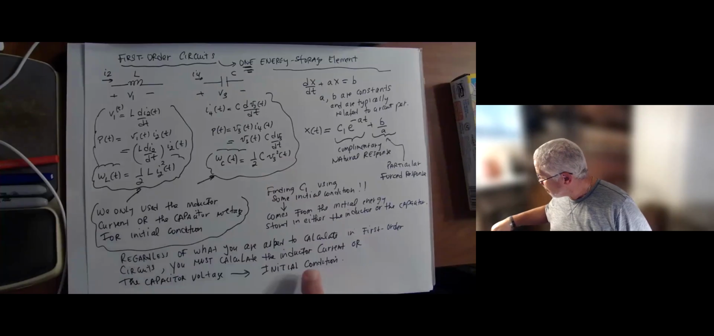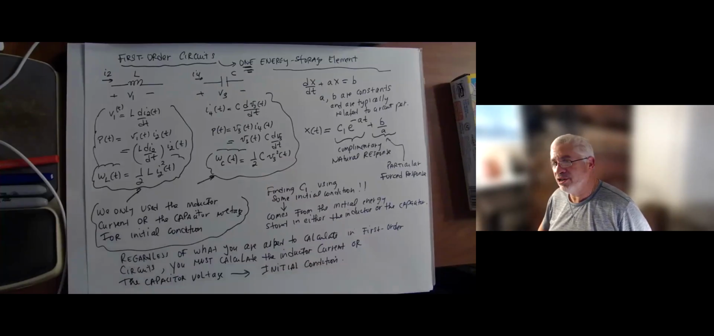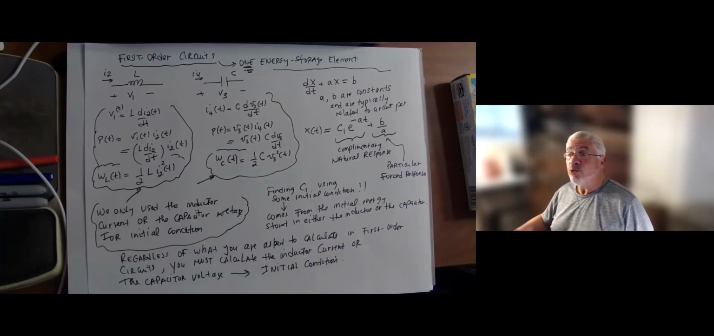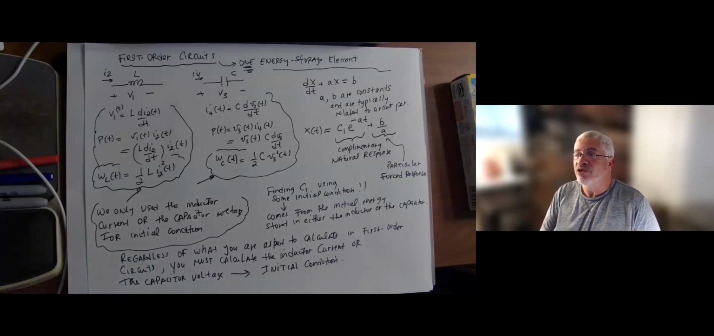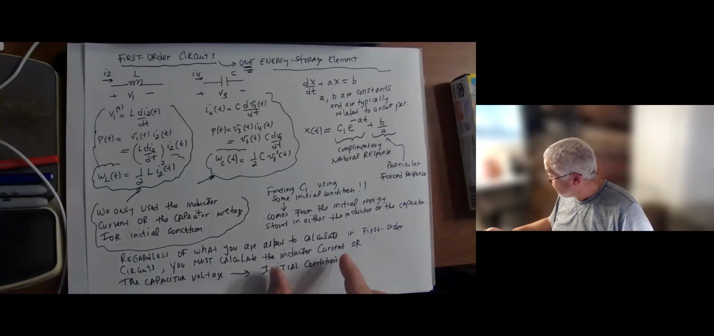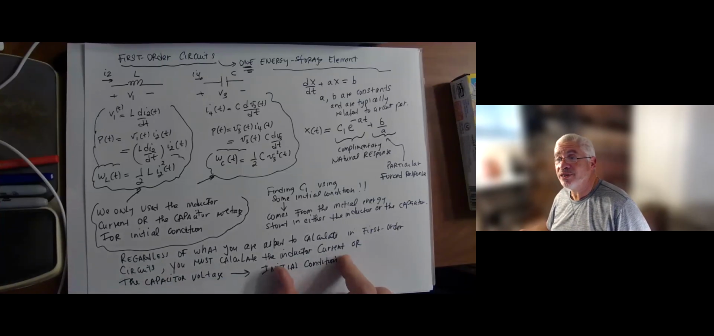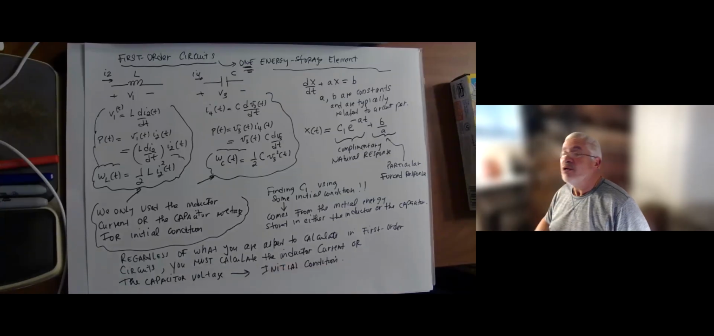So we use these parameters, the inductor current or the capacitor voltage. They are the only initial condition that we can use for a first order circuit. When we see second order circuits, we'll obviously use both, when we have both elements to create a second order circuit. But for the time being, we either have one inductor or one capacitor, so we have to calculate the inductor current or the capacitor voltage, regardless of what I ask you. So that should be there.